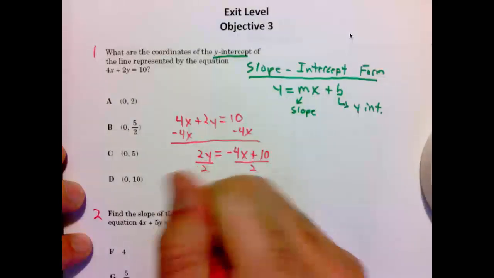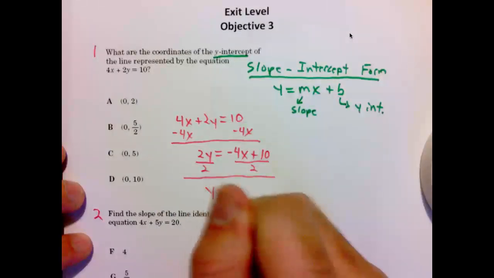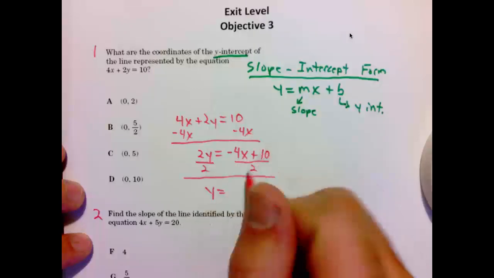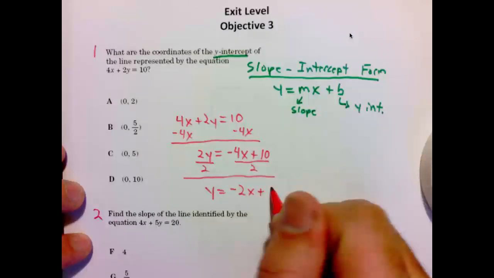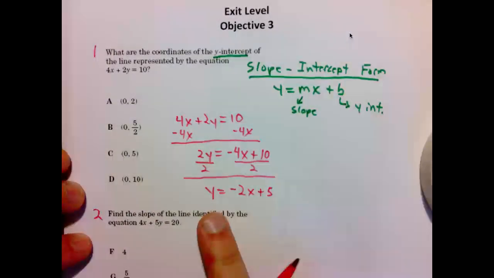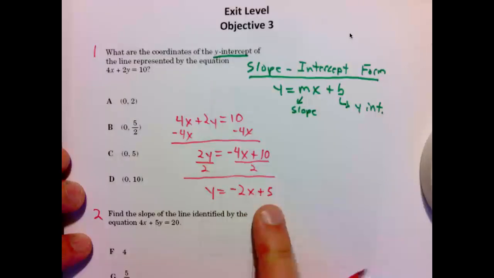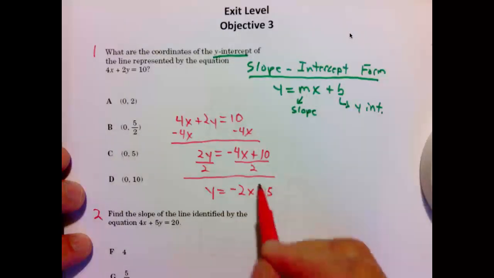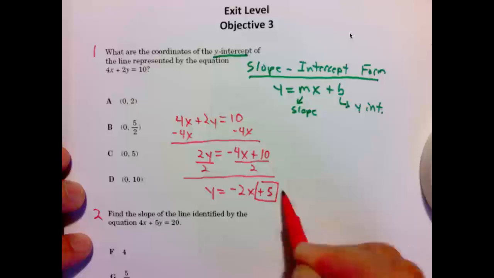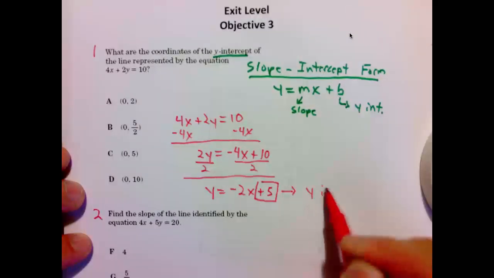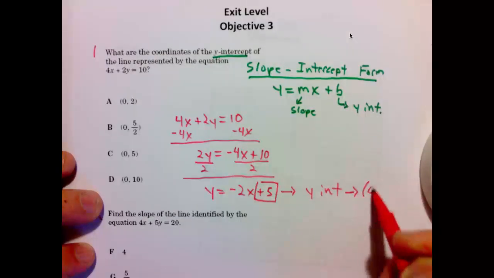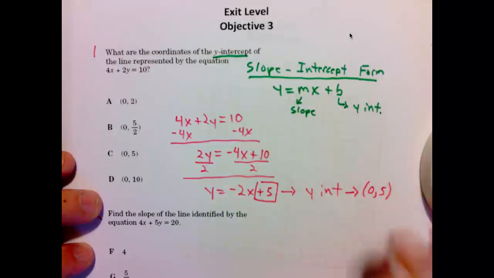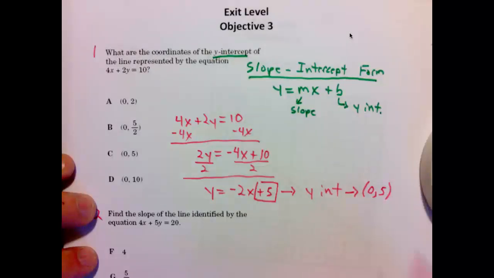2 divides 2 to leave y. Negative 4x divided by 2 is negative 2x. And 10 divided by 2 leaves plus 5. In the equation y equals negative 2x plus 5, the slope is negative 2 and the y-intercept is 5. This is the y-intercept, and it refers to a point: 0 for x and 5 for y. At the y-intercept, x is always 0.